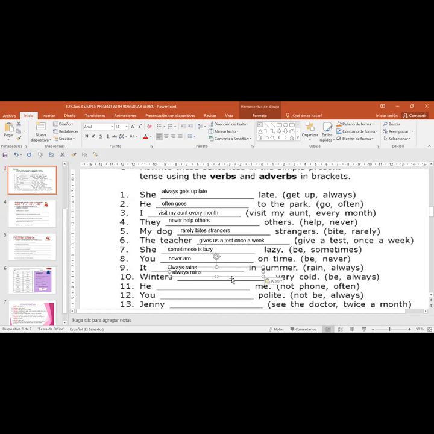Okay, number 10. Let's see. Winters. When we talk about winters, we are saying plural, right? Dice be. ¿Cuál sería entonces? Are. Winters are always very cold. Okay. Number 11. He.